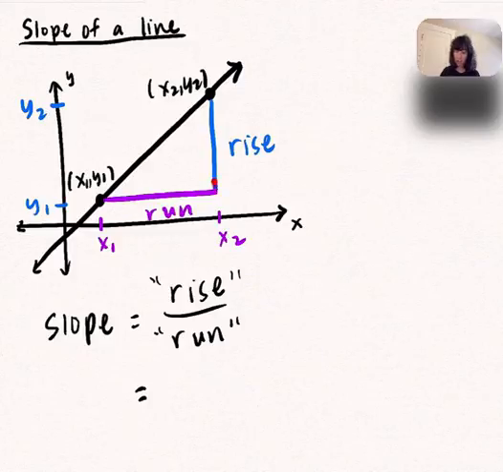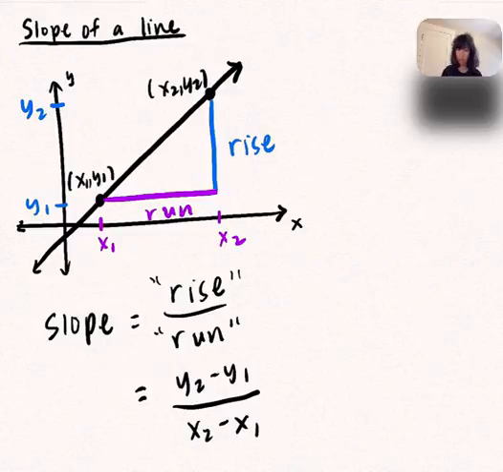So we can actually calculate the rise over the run by figuring out the distance between here and here. So the distance between these two points is going to be y2 minus y1, because this length right here is the same as this length right here. So that is y2 minus y1. And then the run is this distance right here, and that is the same as the distance between x1 and x2. In other words, x2 minus x1.